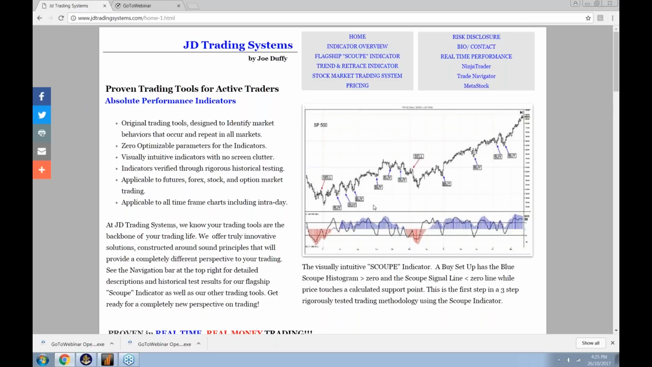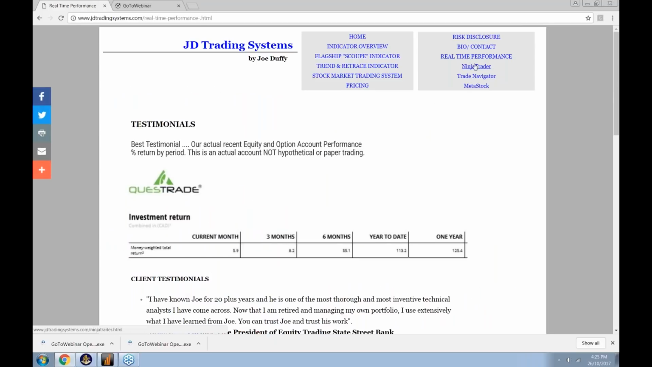We talked about real-time performance and hypothetical performance. Again, neither guarantees future results. All trading involves risk, but having said that, real-time performance is certainly much better than hypothetical backtesting. Here is a recent account statement. This is a non-futures account. It's stocks, options, and ETFs. For the last year, current month 5.9%, 3 months 8.2%, 6 months 55%, and the last calendar year, or the last 12 months, sorry, 125%. That's options, ETFs, and stocks.